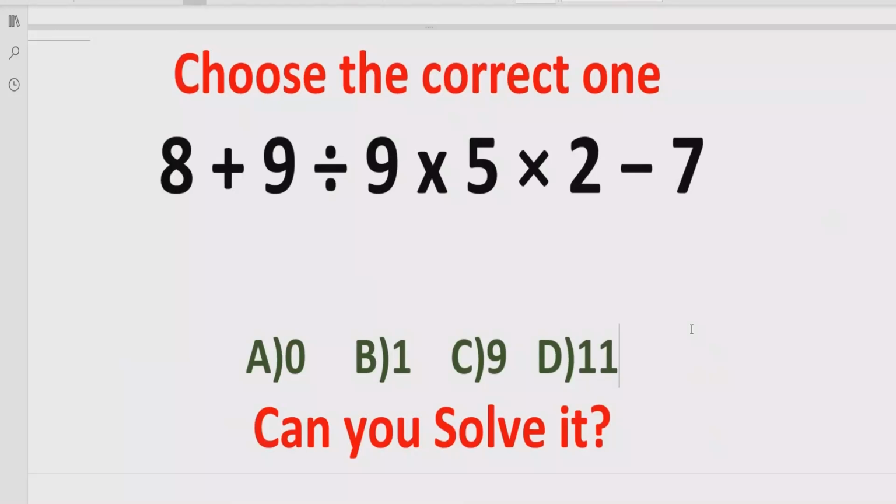Today we will solve another quiz which is related to arithmetic expression. The quiz contains the basic operations: plus, minus, multiplication and division. So we have to solve this quiz using the PEMDAS and BODMAS method and find out the correct answer. In the answer list we have four answers. A is 0, B is 1, C is 9 and D is 11. So let's see after solving it which answer is correct.